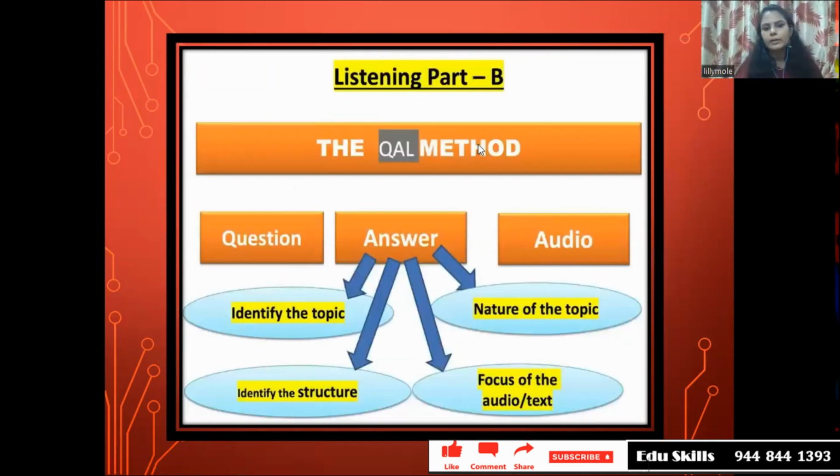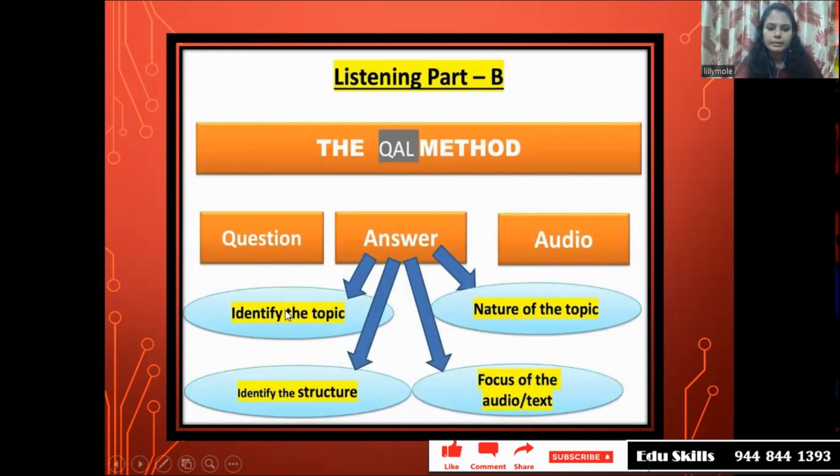So, what about the listening part B? What is the main strategy for this part B? We are using what our father taught us, that is the QAL method. In the QAL method, Q is the question, A is the answer, and L is the audio. Carefully listen to the audio, that is the L.